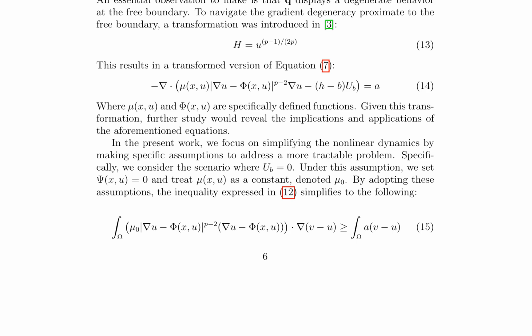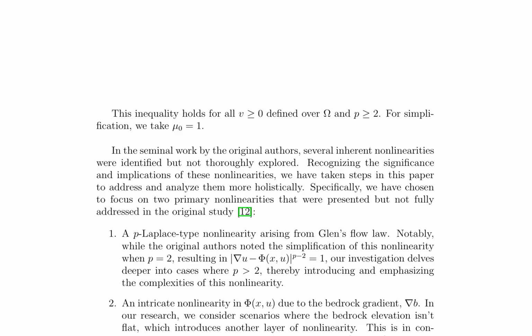The authors' approach involves applying Gauss's theorem to derive a variational inequality, which is then transformed to address the degenerate behavior at the free boundary. By making specific assumptions, they simplify the nonlinear dynamics, leading to a more tractable problem, as expressed in equation 15. The inequality holds for all v greater than or equal to 0 defined over omega and p greater than or equal to 2, with mu_0 equals 1 for simplification purposes.